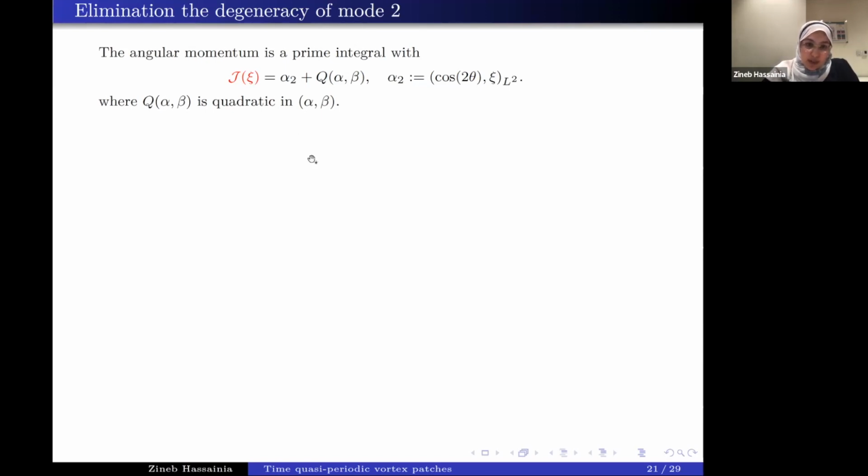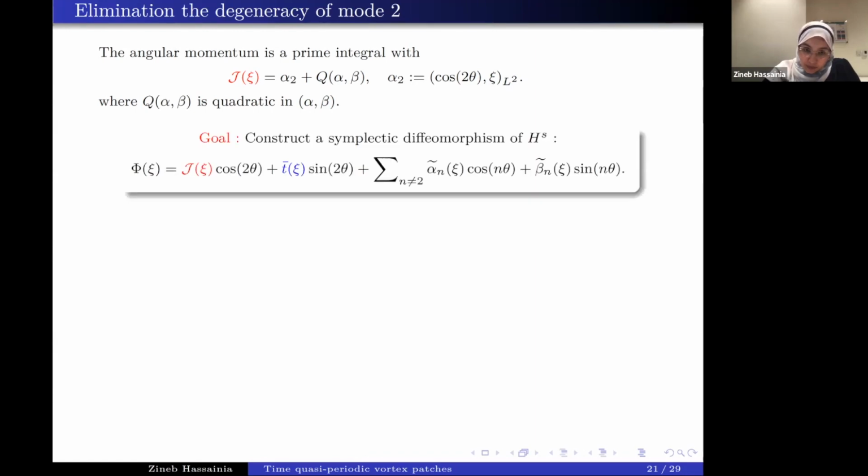So in order to overcome this difficulty, the key idea is to fully exploit the conservation of the angular momentum G. And so the key idea is to construct a symplectic diffeomorphism close to the identity. This is reminiscent of the symplectic rectification in finite dimension. However, here we have to implement it in infinite dimension, which is particularly more delicate.